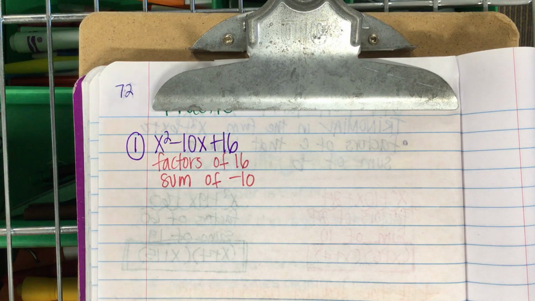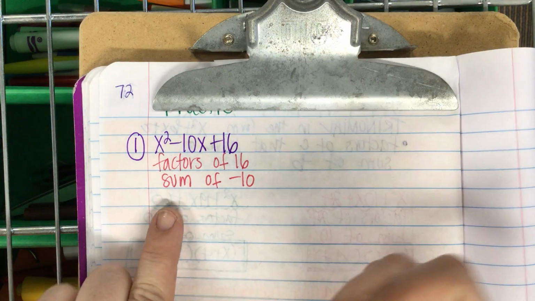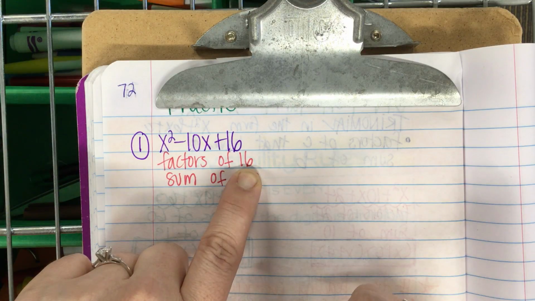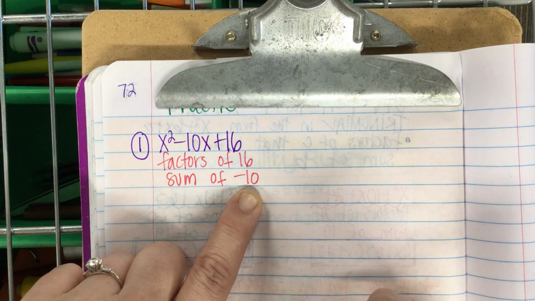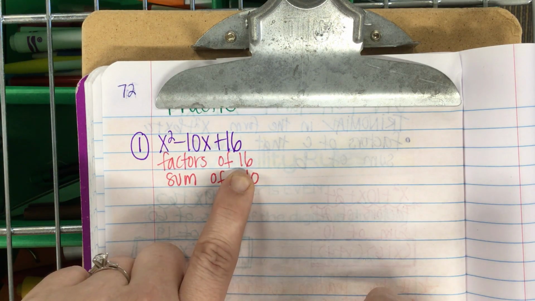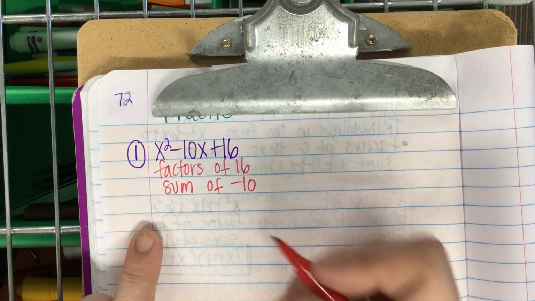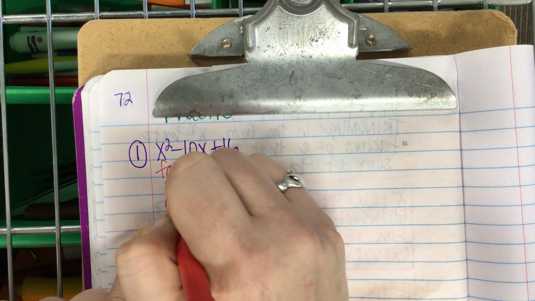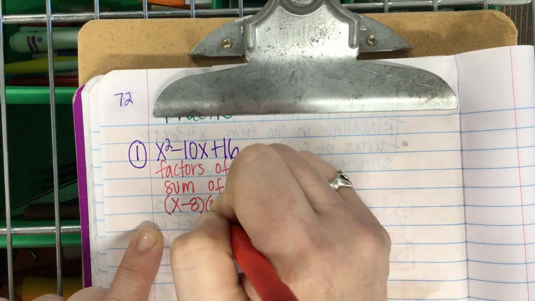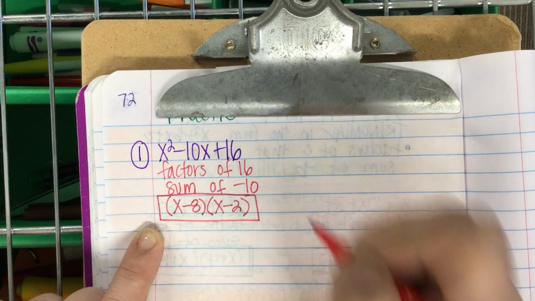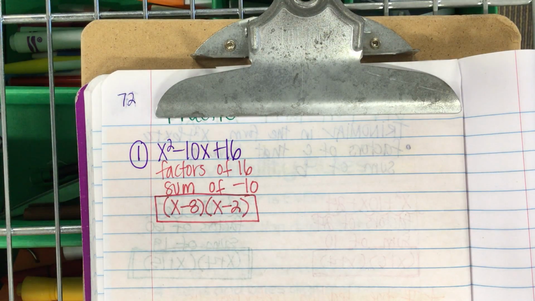Jordan, what's your question? What happens to the x to the power of 2 when you do all this? I'll show you in just a second. Okay, let's get our answer. What times what equals positive 16, but when you add them, you get negative 10? Brad? Perfect. X minus 8 and x minus 2. You could flip-flop those around. X minus 2 and x minus 8, that's fine.